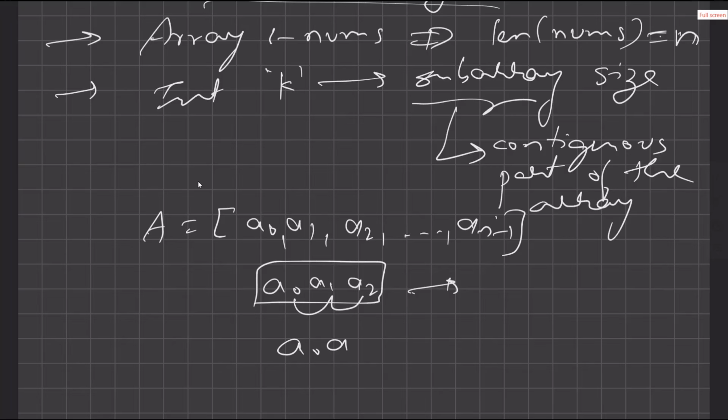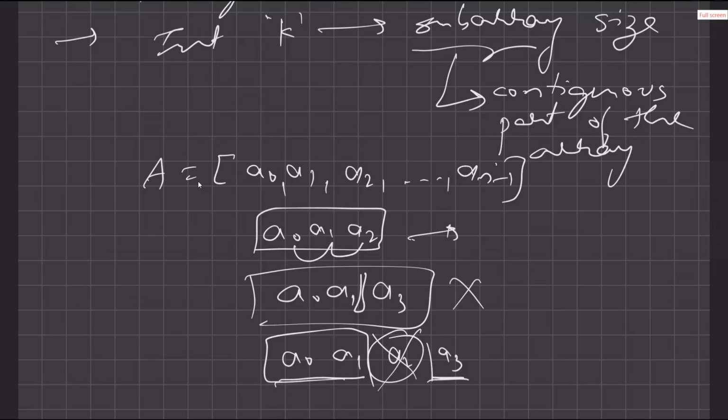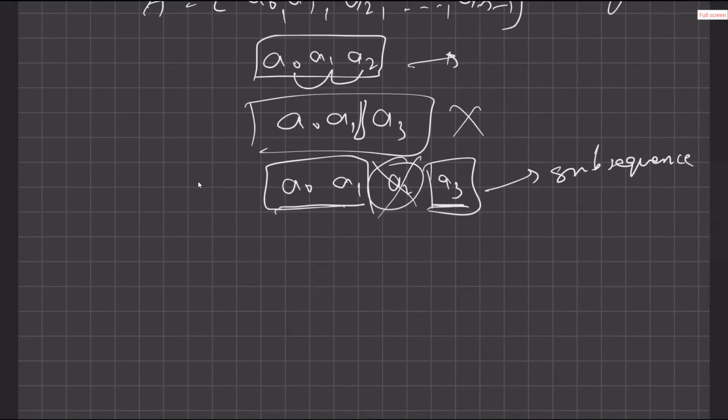But you can't take A1, A2, and A3 as... sorry, if you take A0, A1, and A3, this is not a subarray, the reason being that A2 is missing. So it is not contiguous. Somewhere in the middle an element has not been taken. So it's not a subarray, but it is a subsequence. That's the difference between subarray and subsequence. So let's stick to the problem statement.